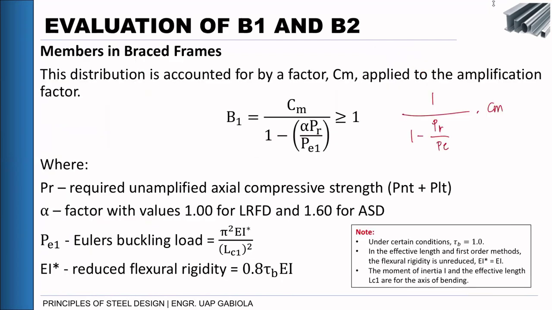Then the moment of inertia I and effective length LCI are for the axis of bending. So kung saan nagbe-bend, kung saan yung moment about a certain axis applied yung forces natin, yun yung consider natin inertia. So for this case, usually is about sa strong axis natin. So usually IX ang ginamit natin. Okay? That is around the plane of bending.